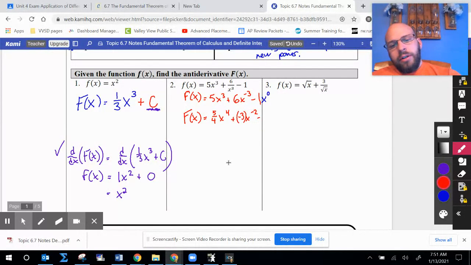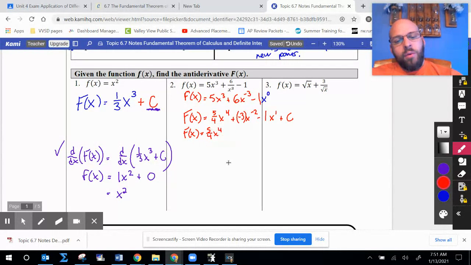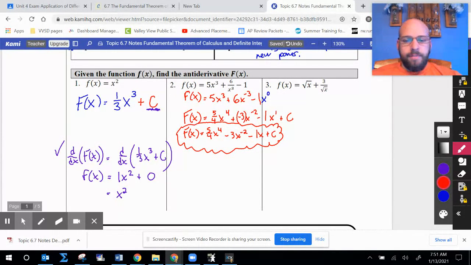Now, over here, if I raise up x to the 0 to the 1st, the reciprocal of 1 is still 1, so I still have a -1, and then plus c. So my antiderivative would be 5/4 x to the 4th minus 3x to the -2 minus 1x plus c. Okay? This would be my final answer. All right? Let's do one more.